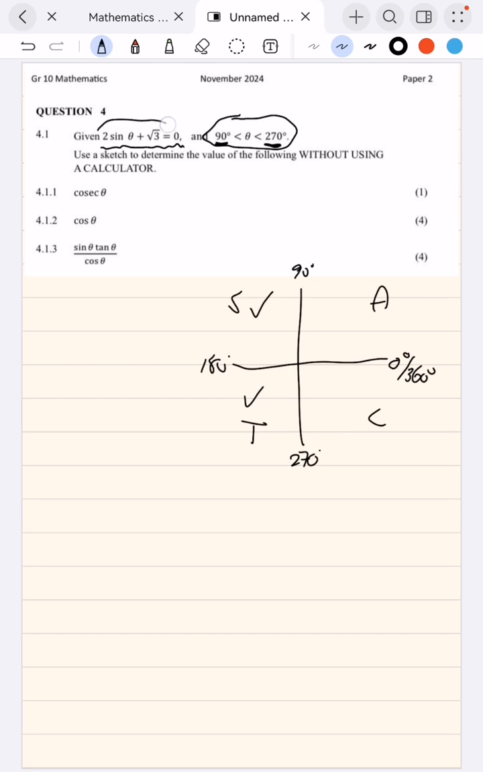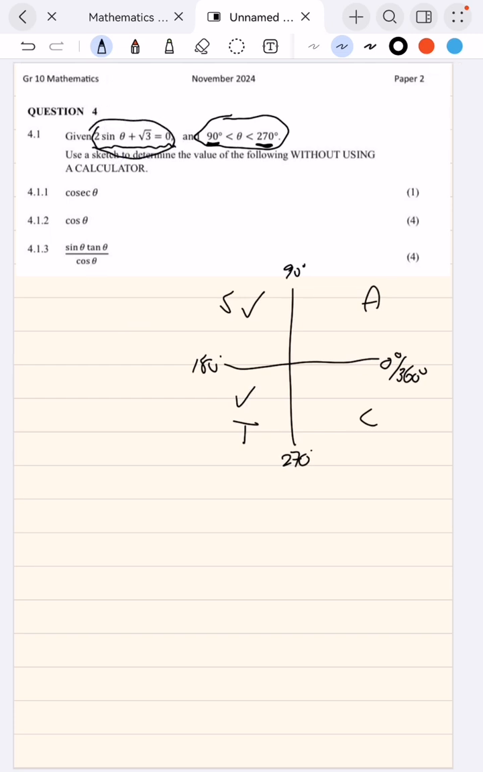So now I'm going to look at this first statement over here, and I'm going to do some manipulation. It says 2 sine theta is equal to, so I'm already subtracting the square root 3 on both sides. So it's negative square root 3. Get rid of the 2, so I'm going to divide both sides by 2. So now I have sine of theta is equal to negative square root 3 over 2.